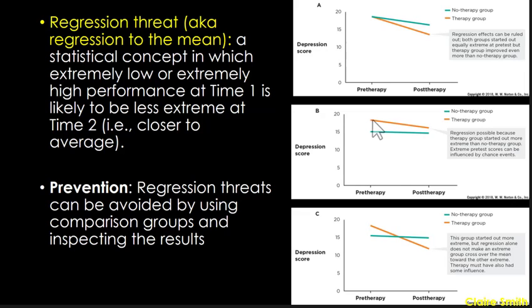So the therapy group scores started out more extreme than the non-therapy group scores. So even though there's a decrease in the therapy group, if we didn't have a control group here, we might say that this treatment worked. But we don't know that for sure because we have an extreme score to start. So is this change actually due to therapy, or is it just due to some sort of regression?